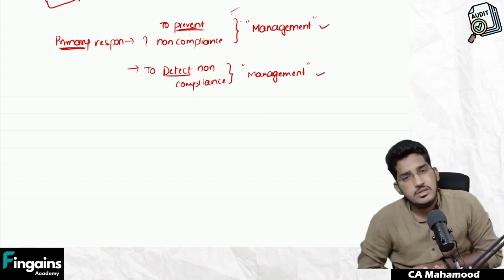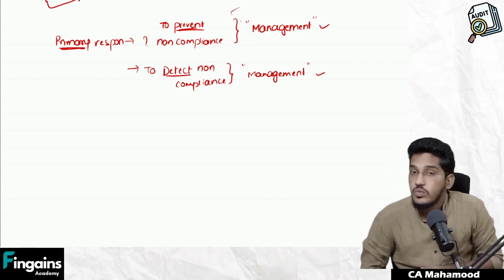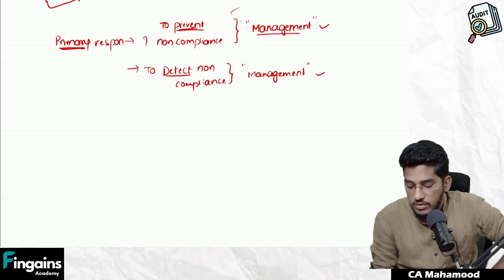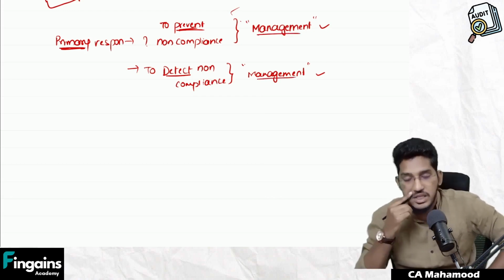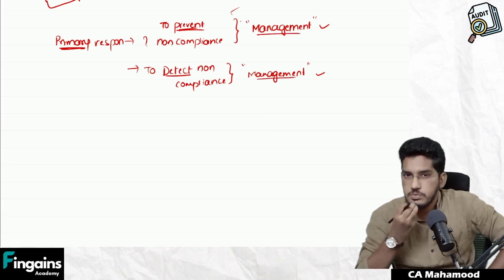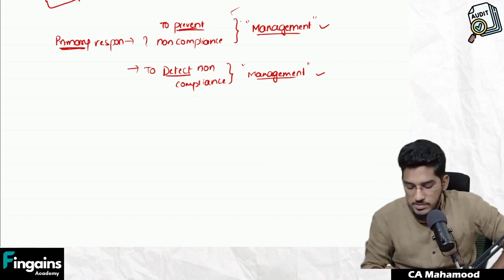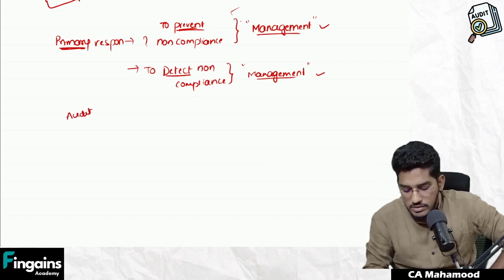So now what about the auditor's responsibility, sir? You are telling me the primary responsibility will always be with management for both prevention and detection. Then what will be the auditor's responsibility? If the auditor is unable to detect non-compliances, will he always be spared? You are telling me management is primarily responsible. Now what about the auditor's responsibilities?